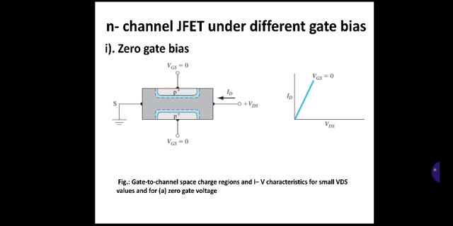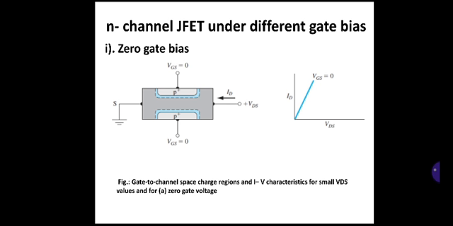Now let us discuss the N channel JFET under different gate bias. The first one is a zero gate bias. So gate bias is not applied, so it's a zero gate bias. The figure shows the gate to channel space charge regions and IV characteristics for small VDS values and for a zero gate voltage. So both the figures are shown here, gate to channel space charge regions and the IV characteristics for VDS versus ID.